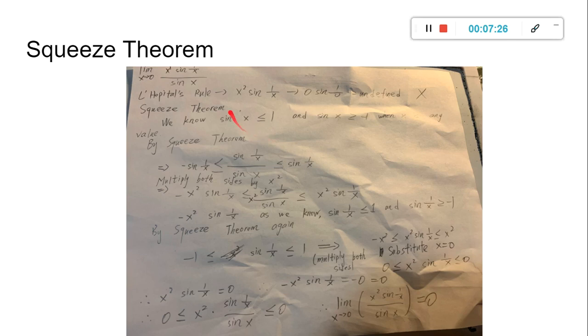So we actually define the range of sine 1 divided by x. So we can multiply by x squared. Why do we multiply by x squared? Because if we multiply by x squared, it becomes the original function, which is x squared sine 1 divided by x. So we can determine its range by negative x squared sine 1 divided by x less than or equal to x squared sine 1 divided by x divided by sine x less than or equal to x squared sine 1 divided by x. So we can get it into a less complex formula.